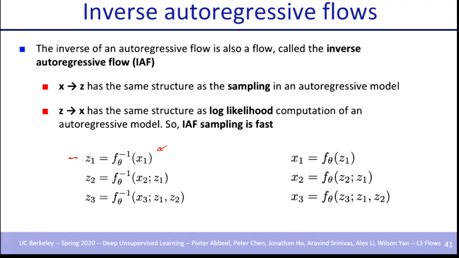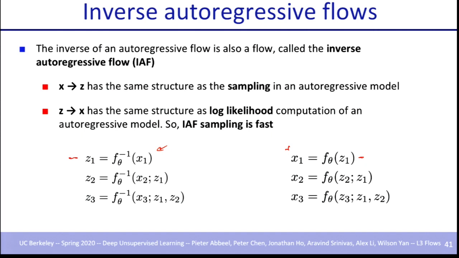And x1 is going to be f theta of z1. So all we've done, since f theta is invertible, is swap. The f theta used to be on the left, now it's on the right, and the other way around. So in that sense, it feels like we've done nothing really. We just relabeled it. What means the inverse and what means the forward?